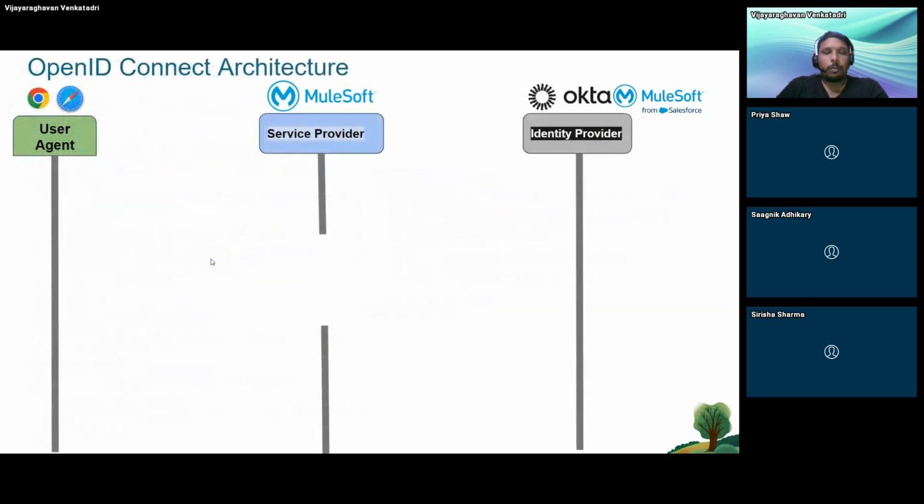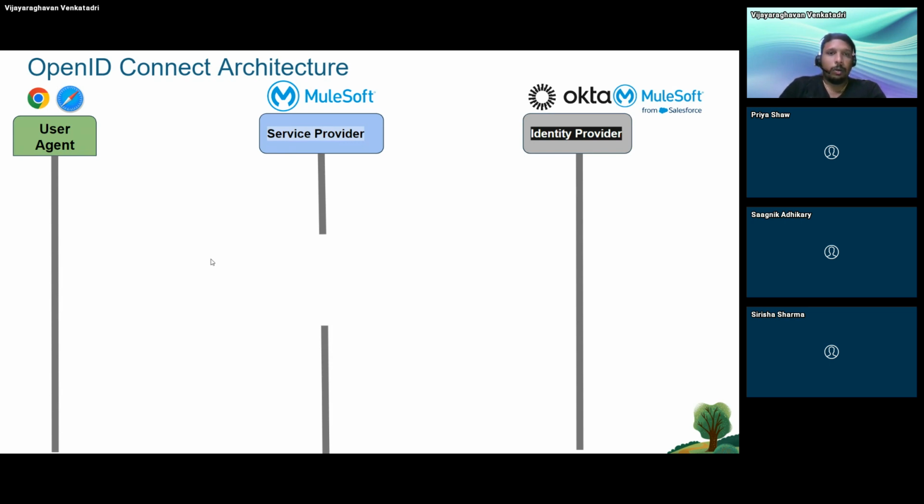So when it comes to the architecture, it's pretty much the same as what we have seen in OpenID Connect. The user doesn't know whether the service provider and the identity provider are communicating through SAML or OIDC. It doesn't matter to them. As a user, I'm just going through the browser, I'm going to access MuleSoft, and I want authentication through Okta. I don't want to register a separate credential in MuleSoft, and it doesn't matter to them whether it's SAML or OIDC.